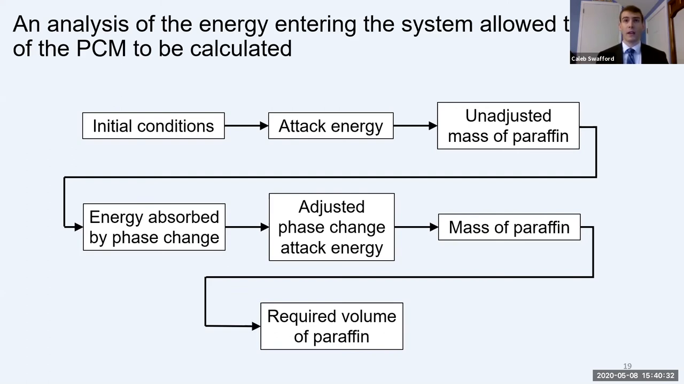Next, we used that in addition to the latent heat of fusion of paraffin wax to calculate the mass that we would need. And the latent heat of fusion basically just describes the energy per mass that is required to change the phase of a material. From there, we calculated the energy that would only go into changing the phase of the material and not changing the temperature of the material, and used that to adjust our overall phase change attack energy.